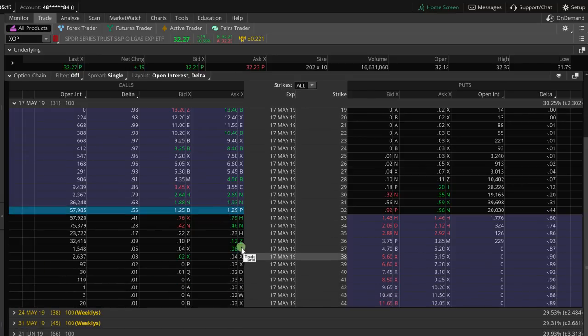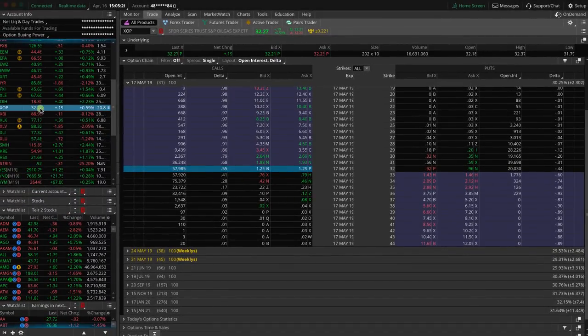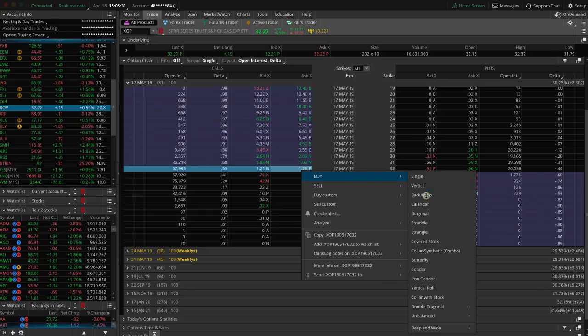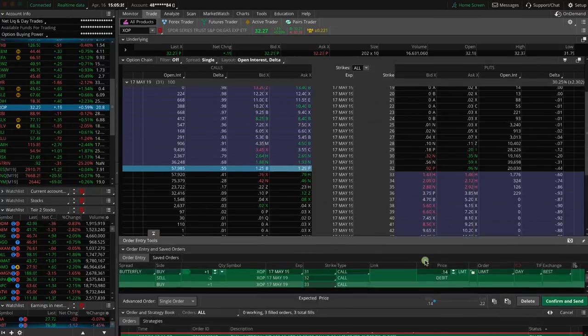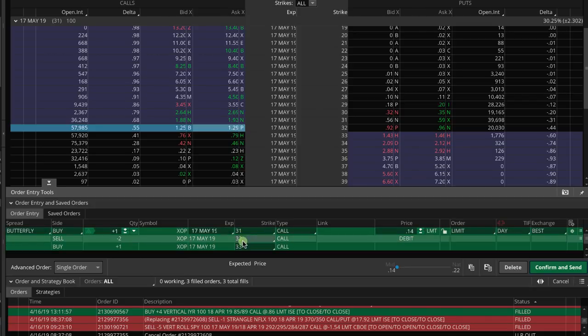Let's start with a butterfly, and we'll just do it on the call side. If we right click on the at the money strike, which in this case is 32, it's trading at a little over $32 at this time, and click buy butterfly, and we are on the thinkorswim platform, this will populate. It shows the nearest strikes to the at the money. The one in the middle where we're selling two for the butterfly is the 32, and then it defaults to one strike on either side.